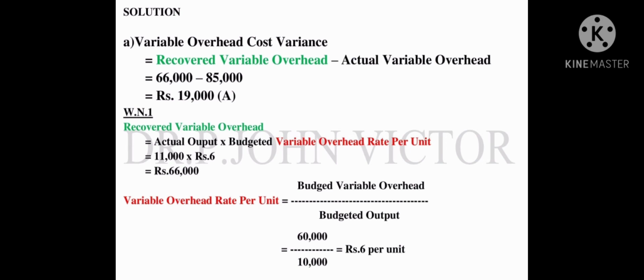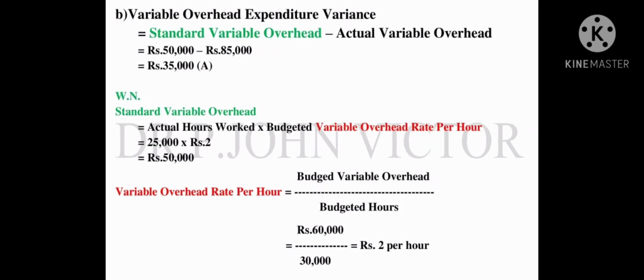Then let's move to the next formula. Variable overhead expenditure variance. The formula is standard variable overhead minus actual variable overhead. See, this is different. The standard variable overhead is given in green color. Now we have to find the value for the standard variable overhead. So below that I have given a working note. Standard variable overhead is equal to actual hours worked into budgeted variable overhead rate per hour. Actual hours worked is there in the problem, so there is no need for calculation.